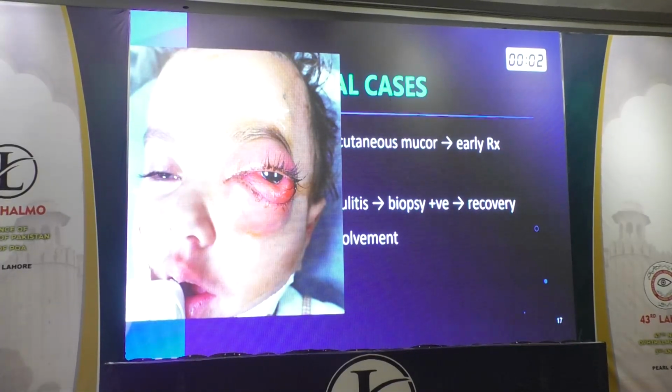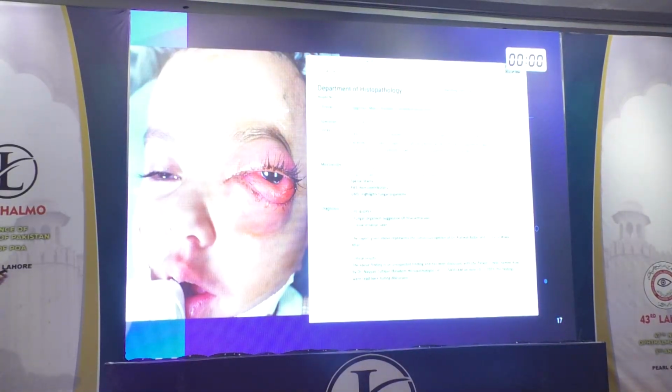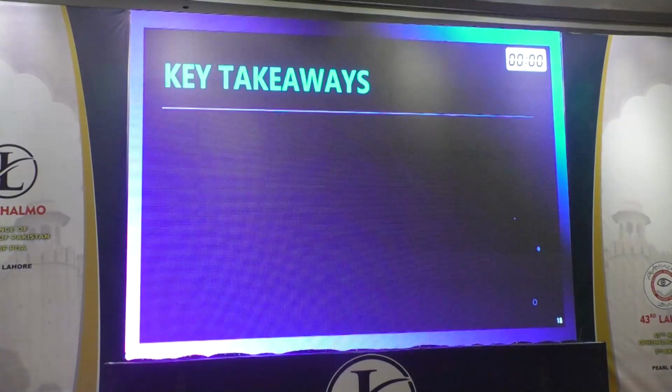This was the second case where the initial diagnosis was orbital cellulitis. I think Sadia, only one case is enough. Okay, it's done. It's done. Okay. So this was 1 week following the amphotericin B.